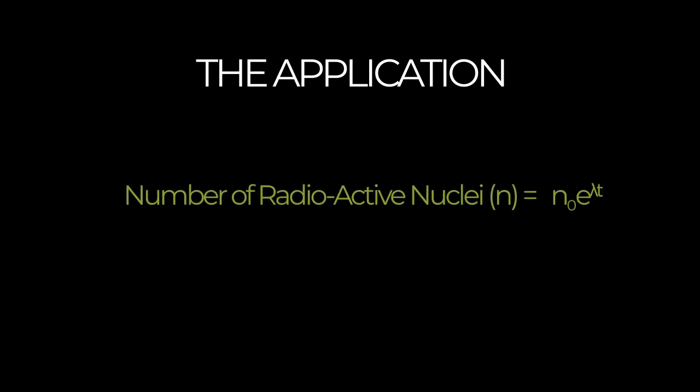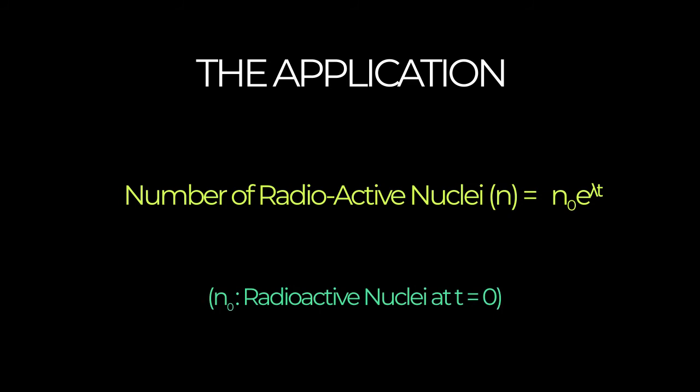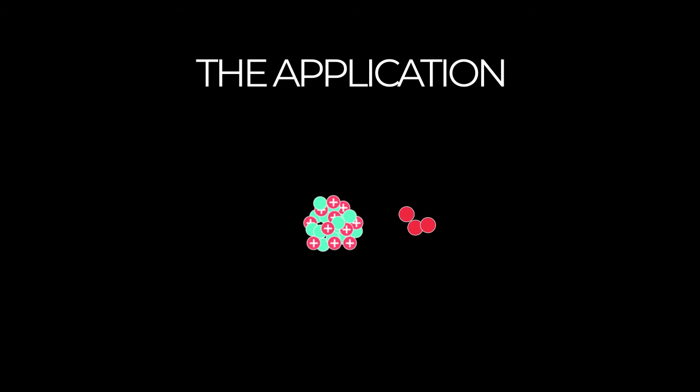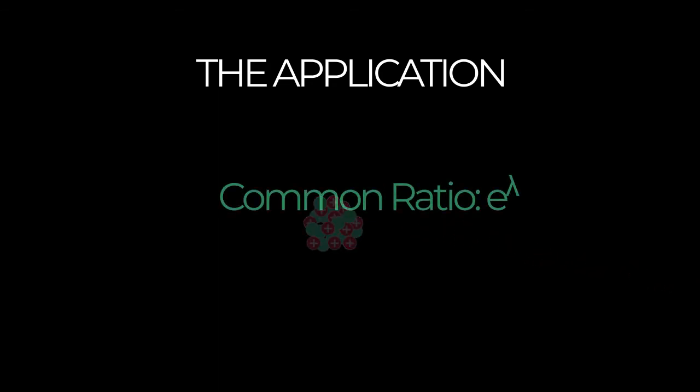The application of geometric progression could be easily seen by applying the formula of radioactive decay. The number of radioactive nuclei present at any time t is given by the formula N = N0 e^(λt), where time is in the exponent. Here, N0 is the number of radioactive nuclei present at time equal to 0. Further, the nuclei disintegrate or decay and decrease. So, the common ratio in this case would be e^λ, and the number of terms would be found by knowing the value of time.